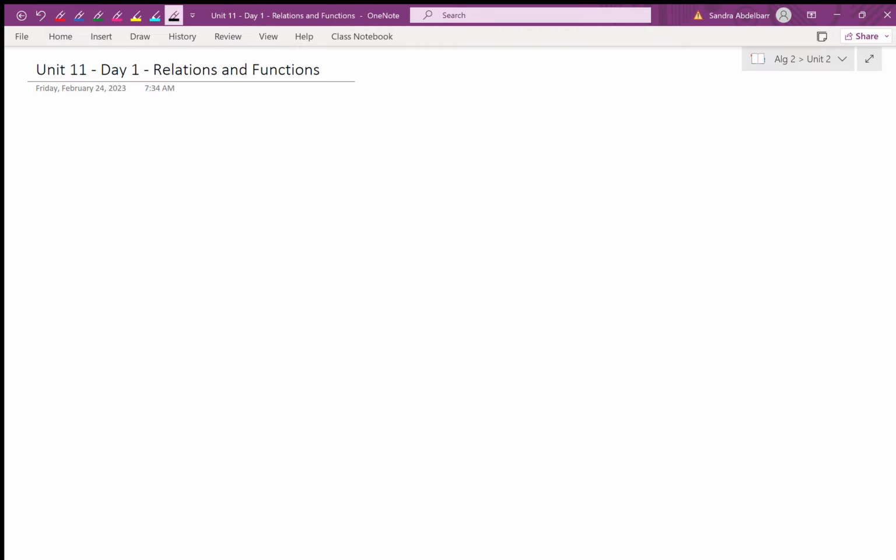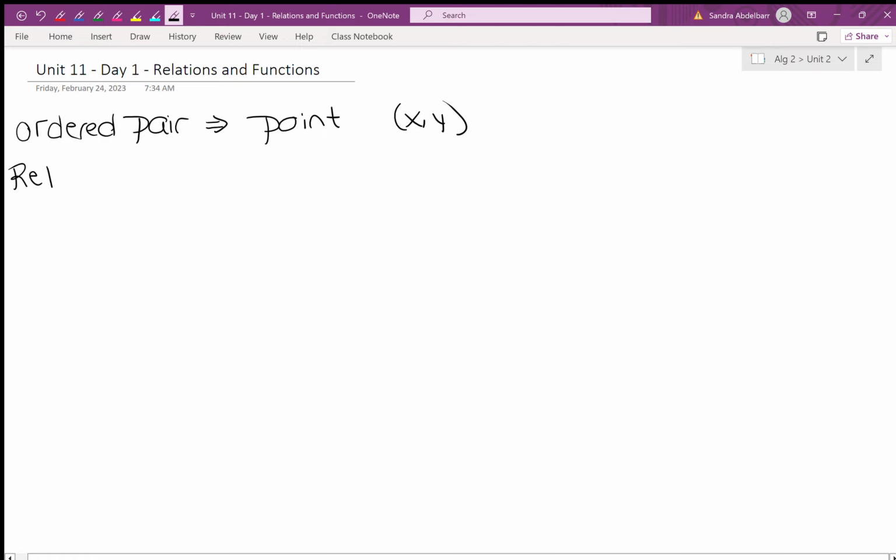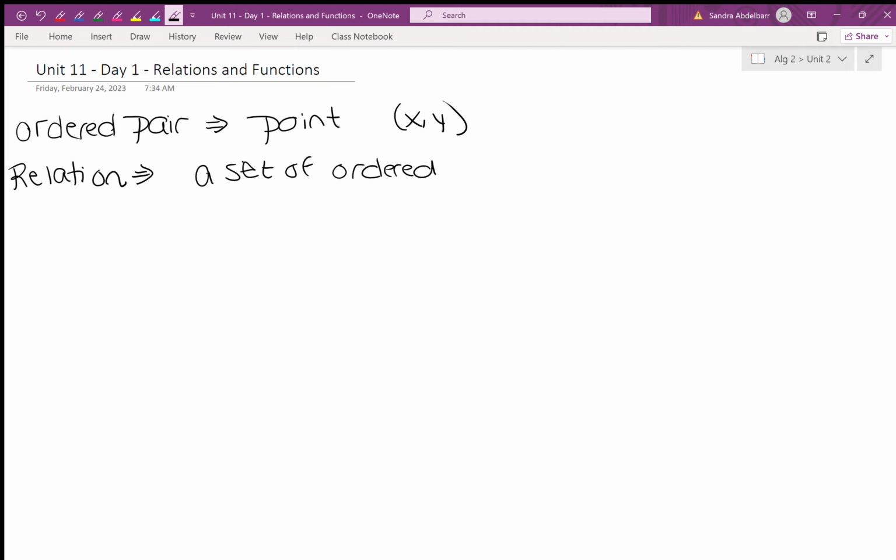So some definitions before we go into things. Let's talk about an ordered pair. An ordered pair is just a point, x comma y. A relation is a set of ordered pairs of real numbers.